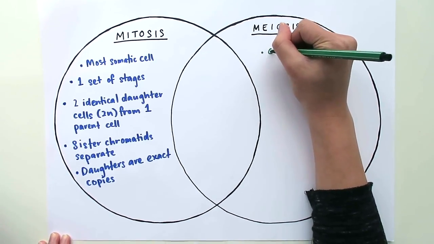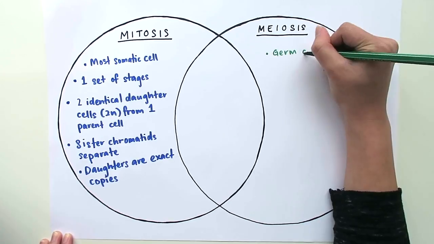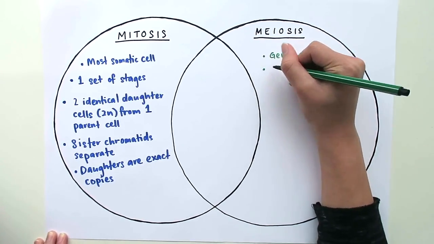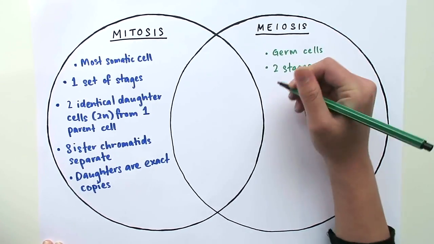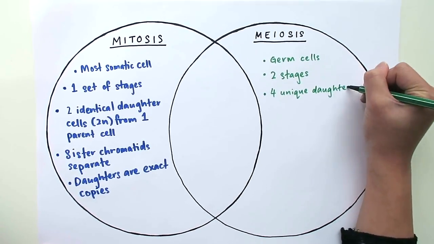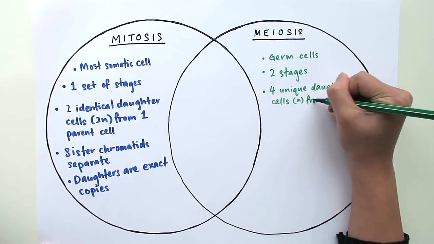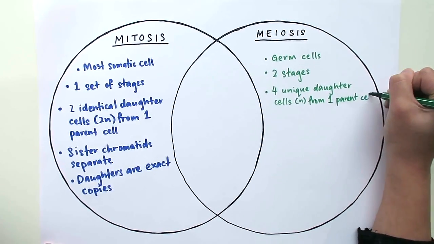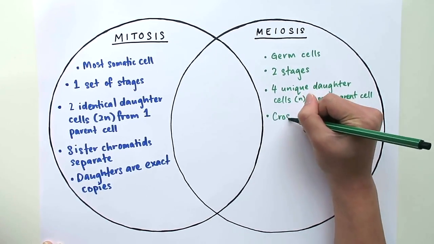Moving on to meiosis. It is a process of germ cell division for gamete production. It has 2 stages of cell division occurring one after the other. Unlike mitosis, the completion of this process results in 4 unique daughter cells that only have half the number of chromosomes from their parent cell, known as haploids.